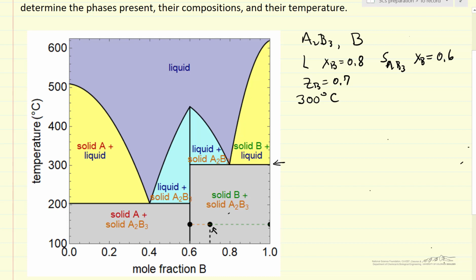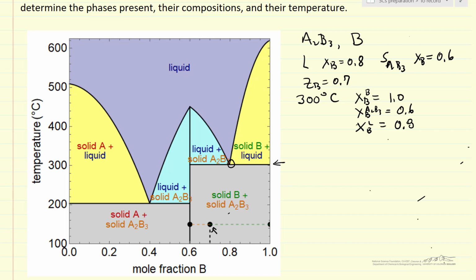We have a mixture. XB for pure B, so that of course is 1. XB for A2B3, and that mole fraction is 0.6. And then the liquid, so mole fraction of B in the liquid phase is, from the diagram right here, this composition, 0.8. So we've answered now the composition and the phases, the temperature.